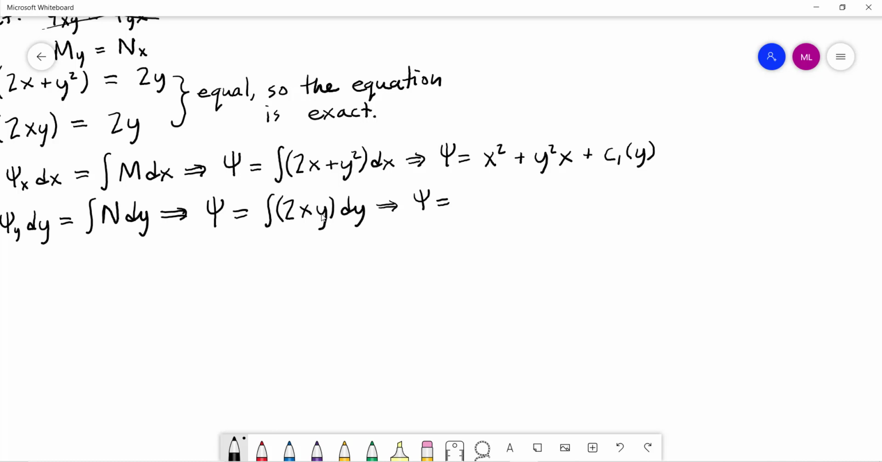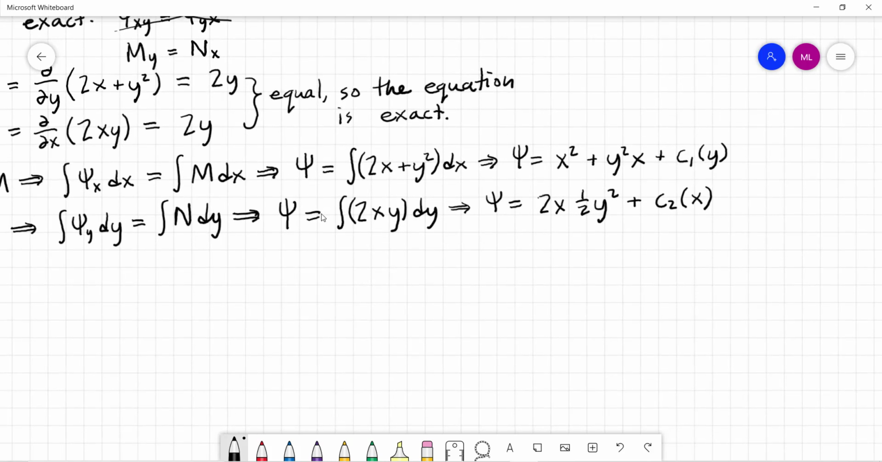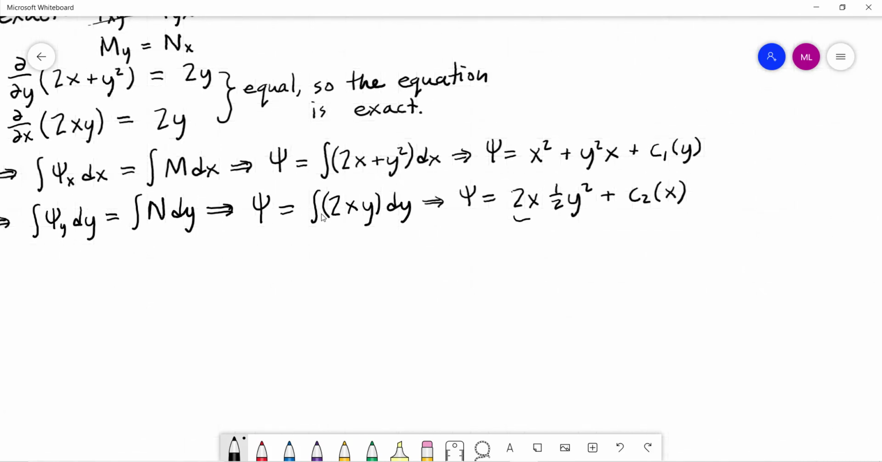Well, that's 1/2 y squared. So we're going to get 2x times 1/2 y squared, plus some other thing that could either be a constant or potentially a function of x. And if we clean these up and compare them, when I cancel the 2 and the 1/2, this is just simply xy squared.